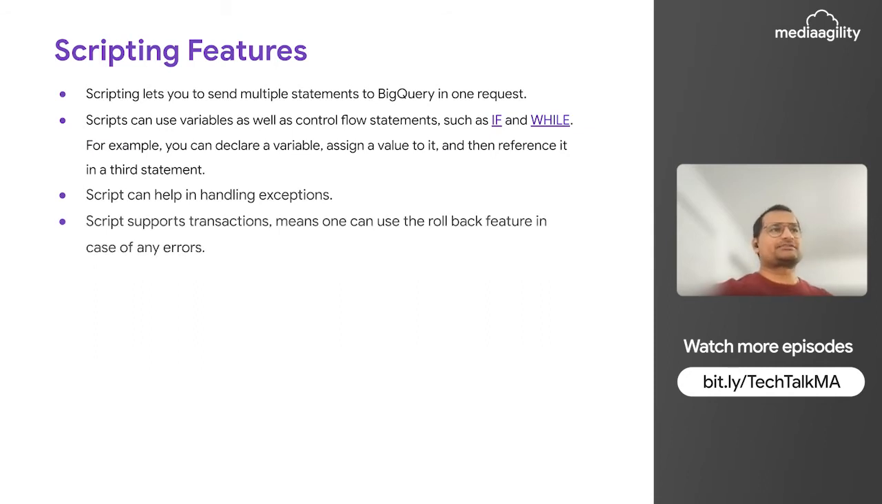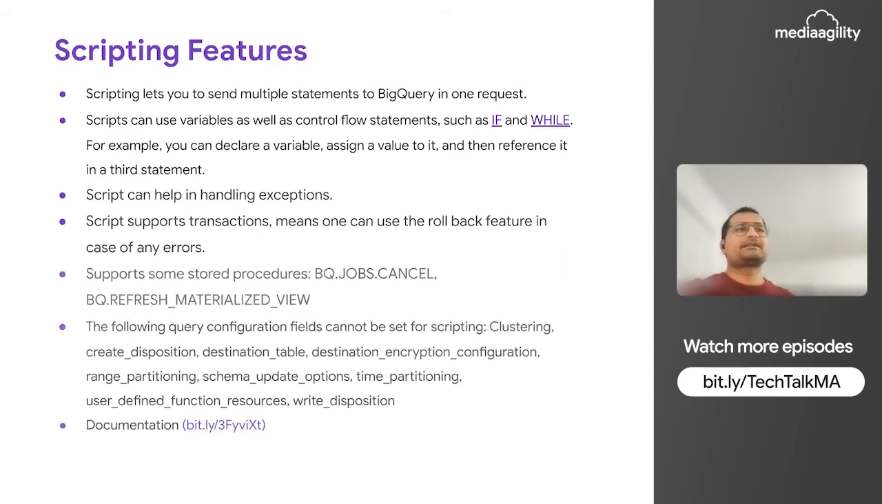It supports transactions. So that's one of the good features, actually. For example, if you are writing multiple inserts and you find one of the inserts is giving an error and you want to roll back, there's a situation where you don't want to insert. That thing you can do through transactions, and that way you can roll back the whole script. So if suppose you inserted some of the data, it will not be inserted into BigQuery. Then as of now, there are two stored procedures it supports from the script: you can cancel some other job by calling it, and you can refresh a materialized view. So these are the two stored procedures it provides.